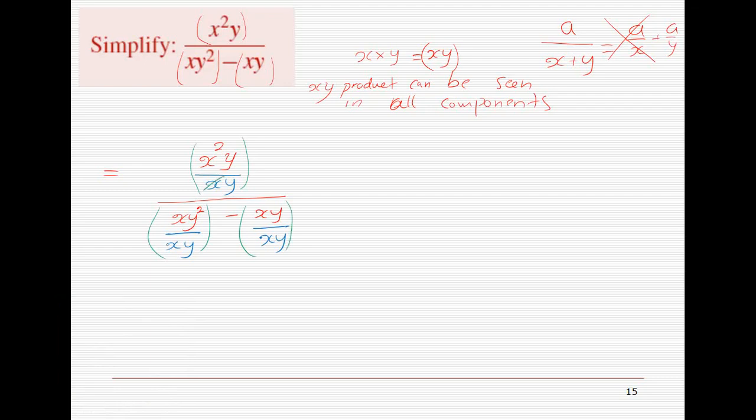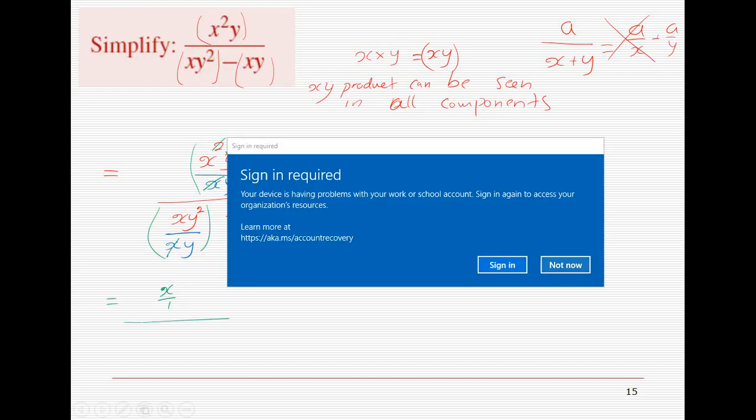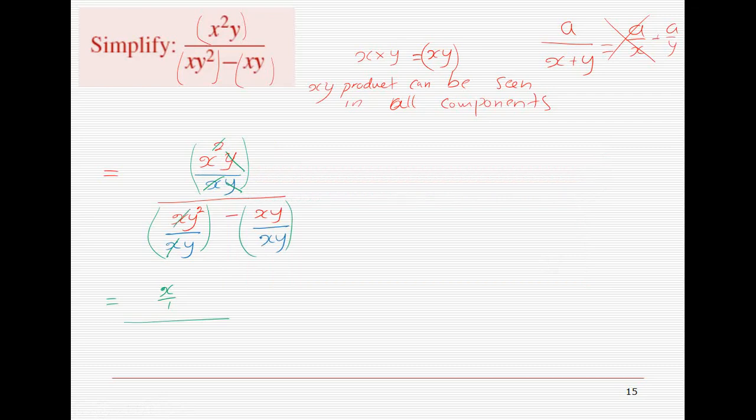Now each term can be separately addressed. On top, x times y, this y and this y cancel, so just x remains, x divided by 1. Underneath, this x and this x cancel out, and this y cancels with the y, so we have y divided by 1 remaining, minus x and x cancel, y and y cancel, so it is 1 divided by 1. End of the day we get 1. So y minus 1. If I finalize this, x divided by 1 is x, y divided by 1 is y minus 1. So this is the final answer, right?